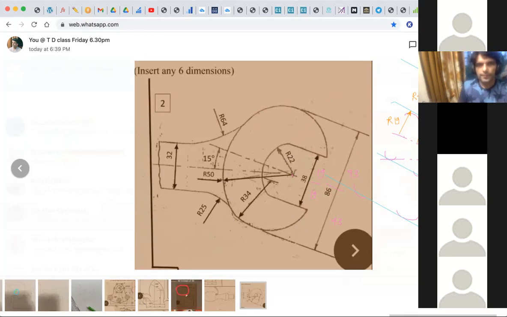So now, how will you draw after drawing this radius 22, and drawing this 15 degree and 19 up, 19 down, 43 up, 43 down parallel line? Now I have to draw this radius. One is radius 50 and one is radius 34. So radius 50 is very simple, that you can draw like this. Let's say radius 50 would be like this.